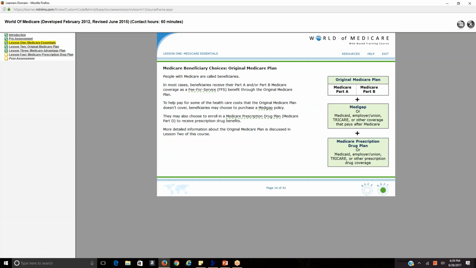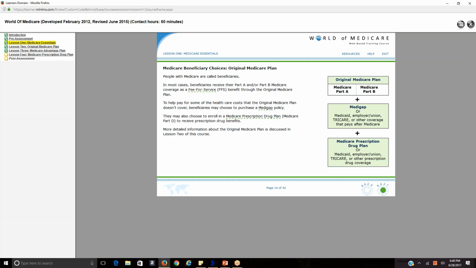So here are the different choices you have. People with Medicare are called beneficiaries. We call them patients because that's what we're dealing with in the medical billing world. So if I use the word patient or beneficiary, that's one and the same. In most cases, this is what is going to happen if a patient chooses the original Medicare plan. They're going to be automatically enrolled in Medicare Part A, providing that they have contributed enough time into that program over their working years.